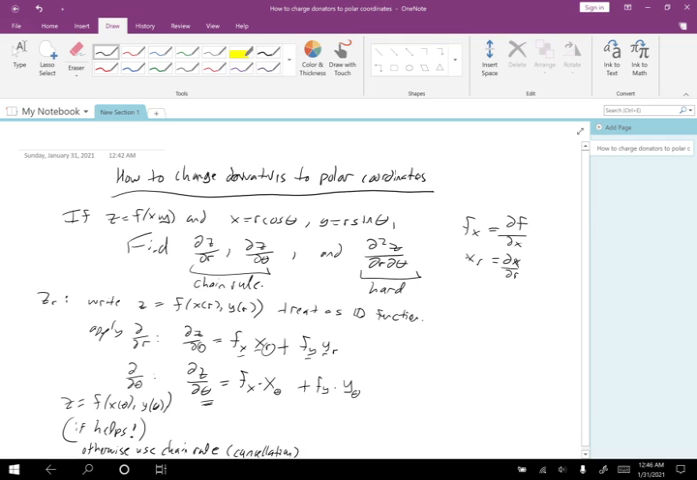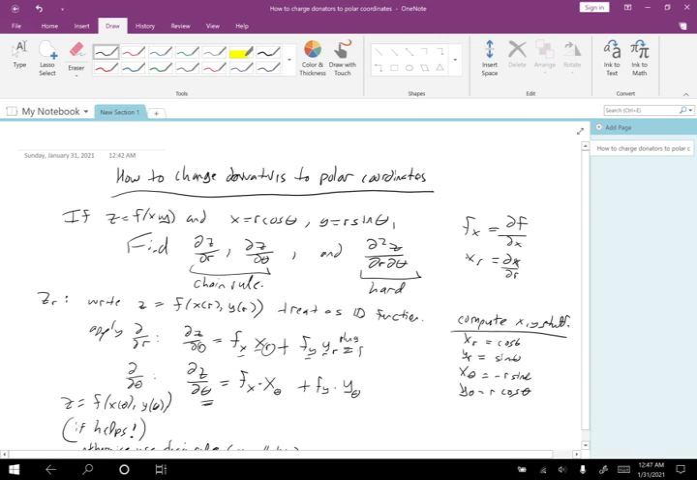Okay, so now let's actually compute some stuff. We need to compute the x, y stuff. So x sub r, this will be the r cosine theta derivative, so it's just cosine theta. So y sub r will be similarly sine theta. And x sub theta will be minus r sine theta, and y sub theta will just be r cosine theta, because I'm differentiating in theta. So if you just plug these things in, we'll just get f sub x times cosine theta plus f sub y times sine theta.